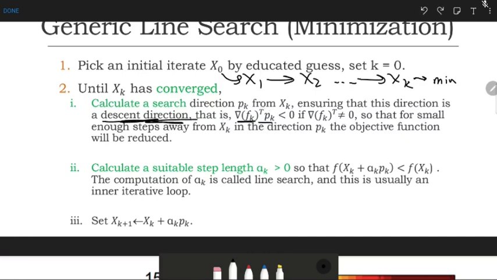Okay, so for small enough steps away from xk in the direction pk, the objective function will be reduced. The same thing: x2 is a new point, xk plus some alpha p. If p is in the opposite direction of the gradient, it means you're going down. Let's say this is the function and you're here. The gradient will show you a direction that will take you upwards, but the opposite of the gradient will give you a direction that will take you downwards.